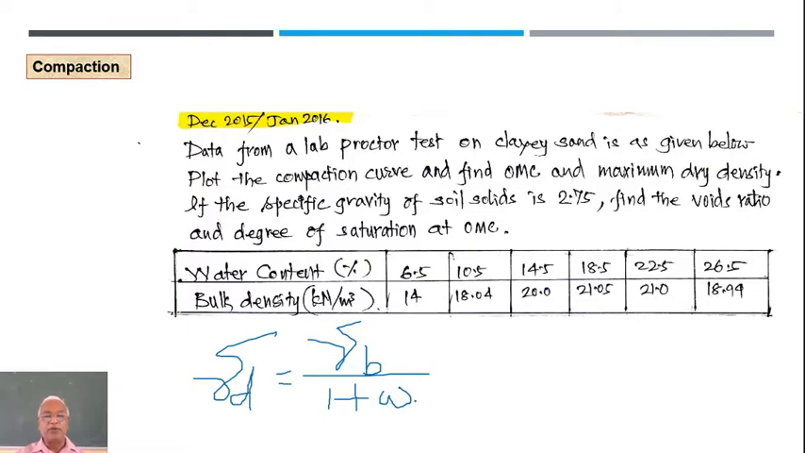This w, most of the students, they do 1 plus 6.5 equal to 7.5. That is a blunder or absurd, so to say. So this value is taken over here as 0.065. That's how it has to be substituted. That is one important care that one has to take as far as substitution of w is concerned. Otherwise you will not be getting proper values for gamma d, right? We'll see the actual calculation in the next slide.